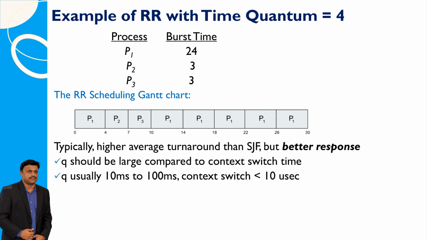RR scheduling tends to have a higher average turnaround time compared to shortest job first, SJF, scheduling but offers better response times. To optimize RR scheduling, the time quantum, q, should be significantly larger than the context switch time, typically ranging from 10 milliseconds to 100 milliseconds, with context switch times below 10 microseconds.